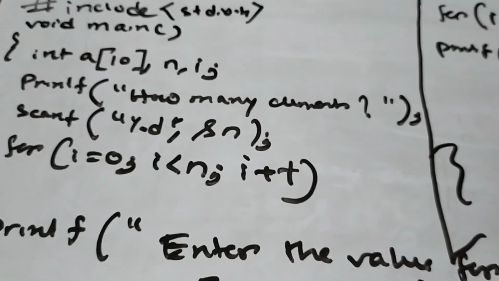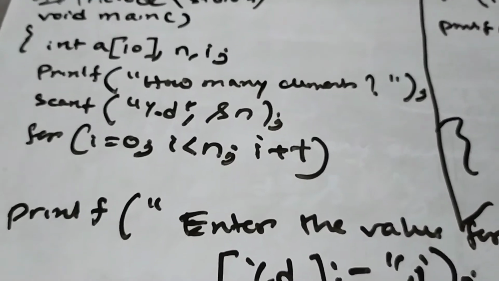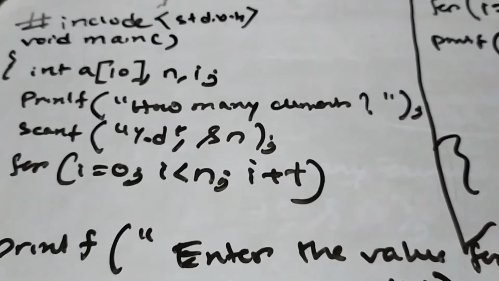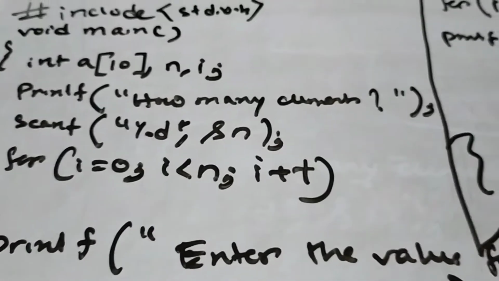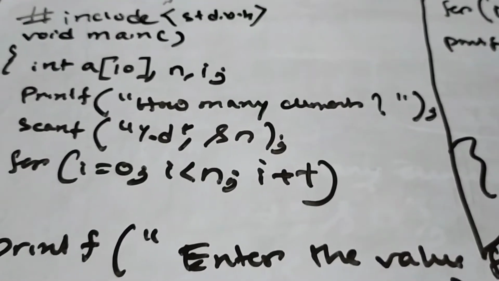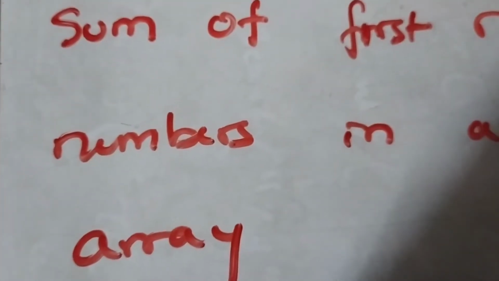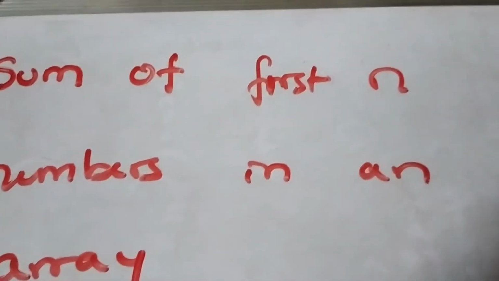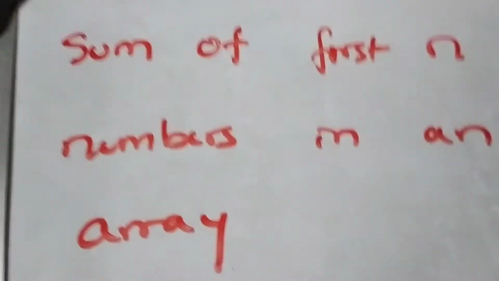Now I am showing you with an advanced programming language. It will definitely clear your concept. I am showing you with a problem. Now the question is the sum of first n numbers in an array. So this is the program that I will write now, that means addition of the first n elements of an array.